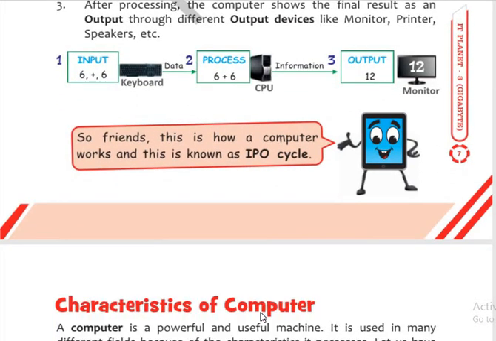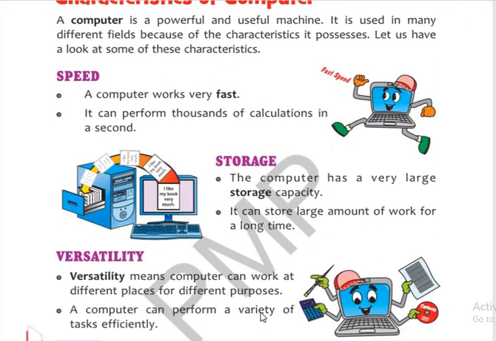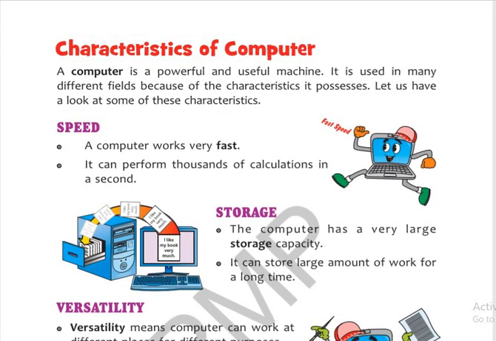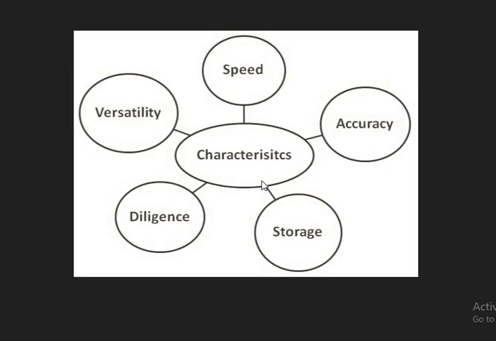Now moving to the last topic, that is characteristics of computer. Here I will show you one diagram. Yeah, characteristics of computer. Now these are the characteristics of computer. The first is speed, accuracy, storage, diligence, versatility. So we will discuss the first, that is speed.